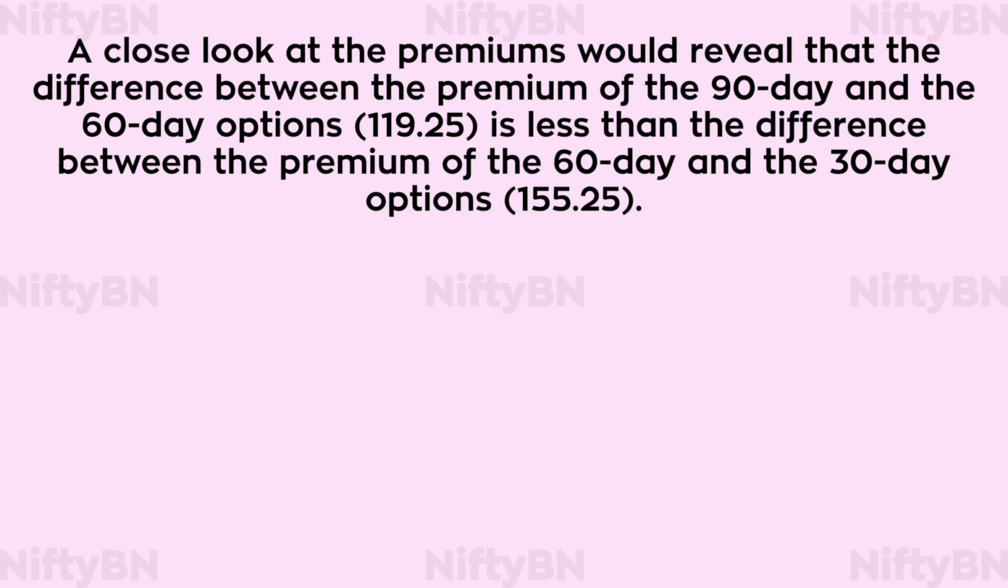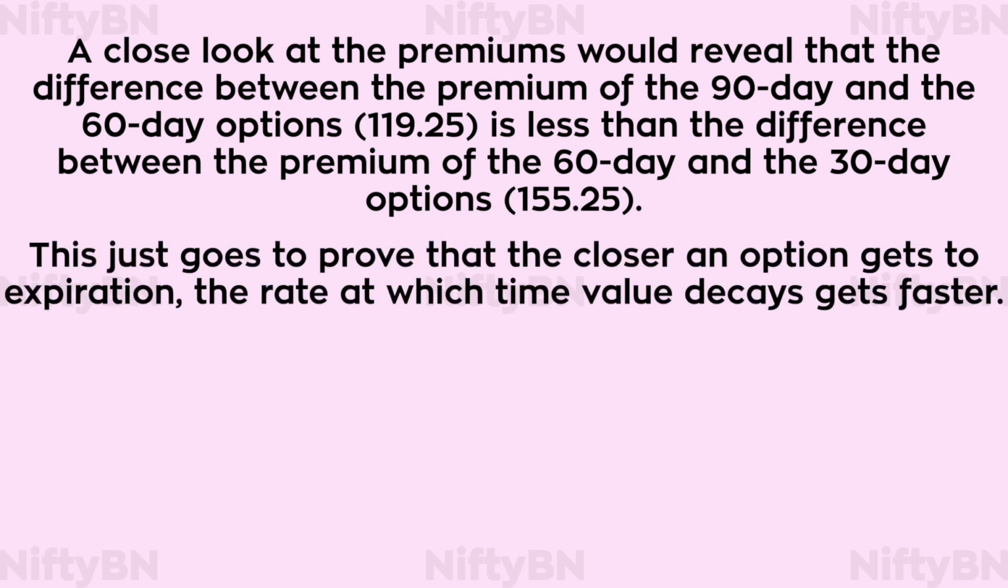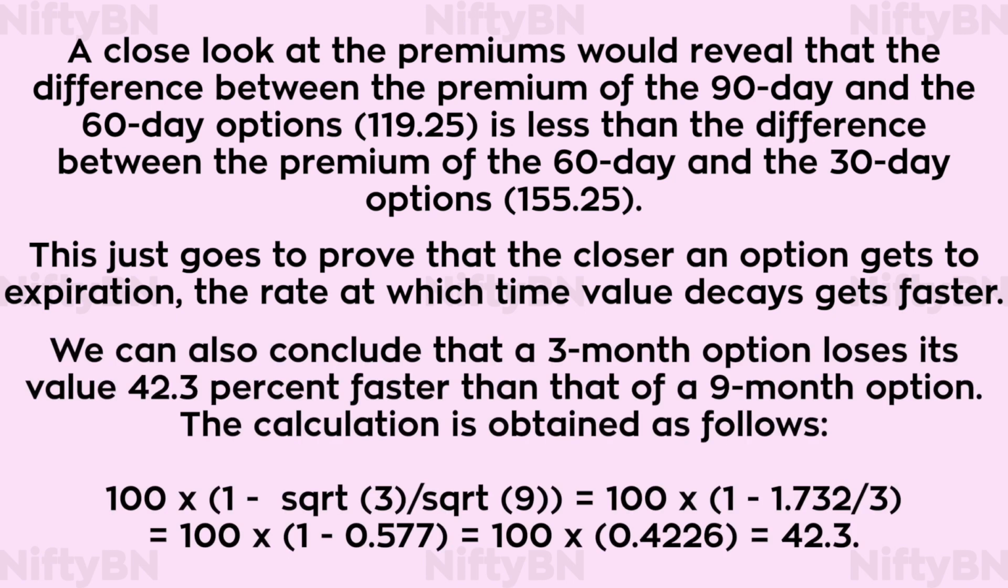A close look at the premiums would reveal that the difference between the premium of the 90-day and the 60-day options is less than the difference between the premium of the 60-day and 30-day options. This just goes to prove that the closer an option gets to expiration, the rate at which time value decays gets faster. We can also conclude that a 3-month option loses its value 42.3% faster than that of a 9-month option. The calculation is obtained as follows.